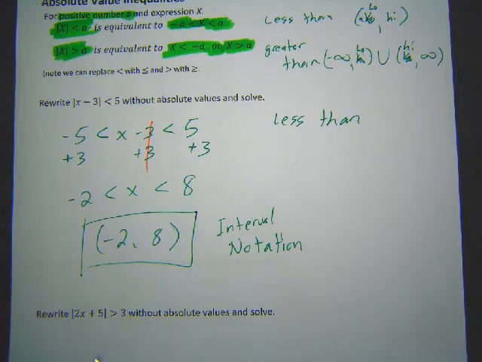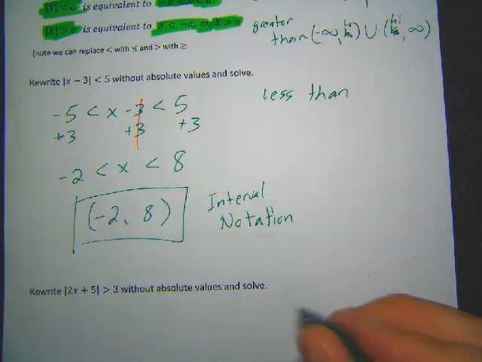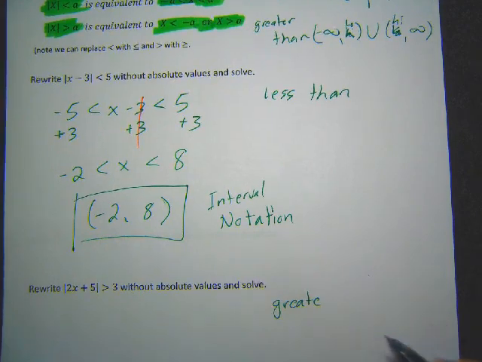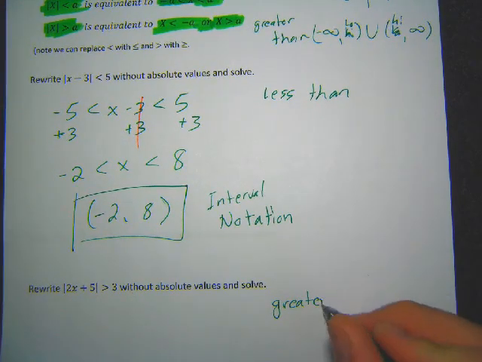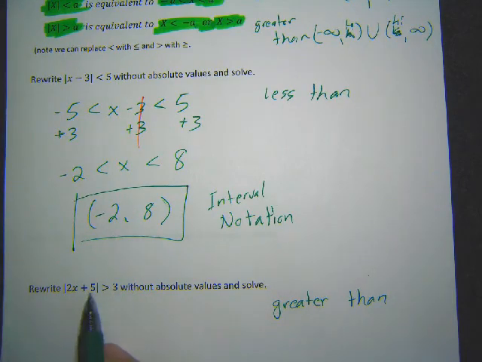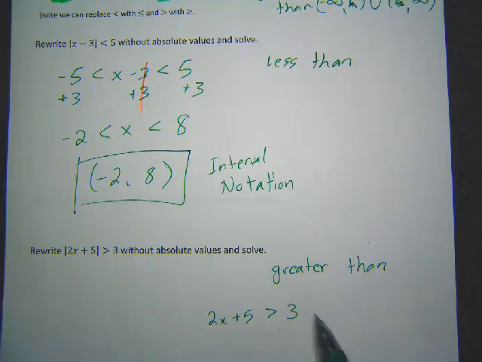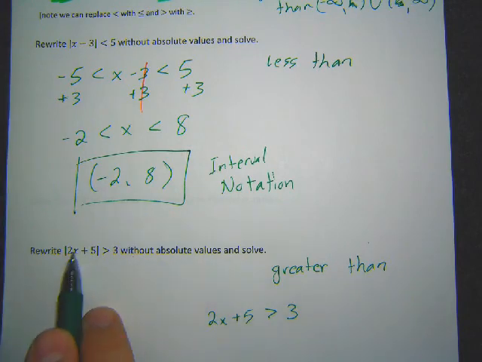Next problem, we've got absolute value of 2x plus 5 is greater than 3. So the difference here is not less than, it's greater than. So now we're not trying to keep things small enough. We're trying to keep things big enough. They want to be big. So if the stuff is bigger than 3, we're happy. If 2x plus 5, the thing in there, is a number bigger than 3, it's going to work out.